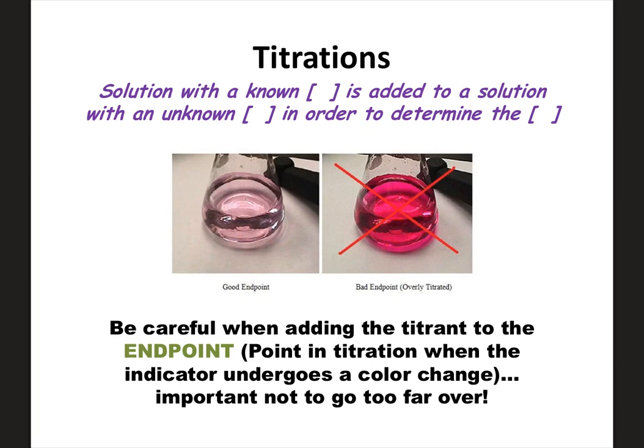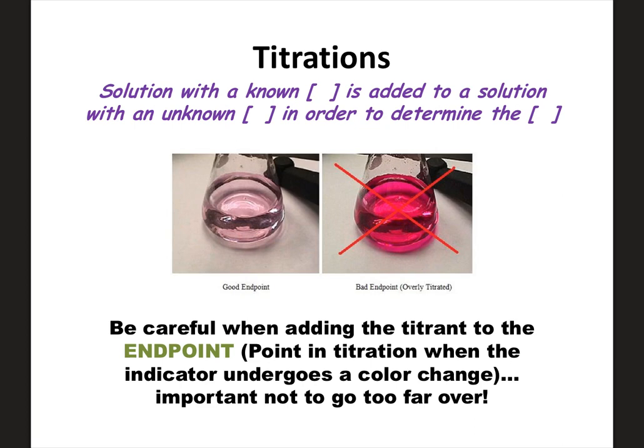When we're adding the titrant to the endpoint, we need to understand the definition of an endpoint here. The endpoint is the point in the titration when your indicator undergoes a color change. All right, we want that to be around the equivalence point. There's a difference here. The equivalence point is when the moles of acid equal the moles of base, but an endpoint is when your actual indicator undergoes a color change. So you definitely need to know what the endpoint is.